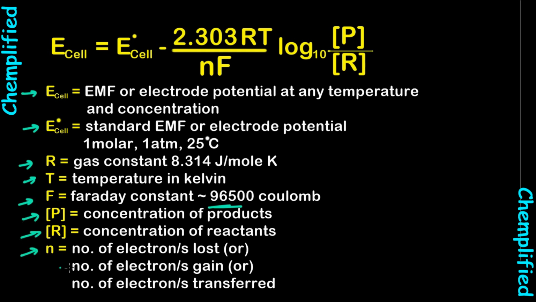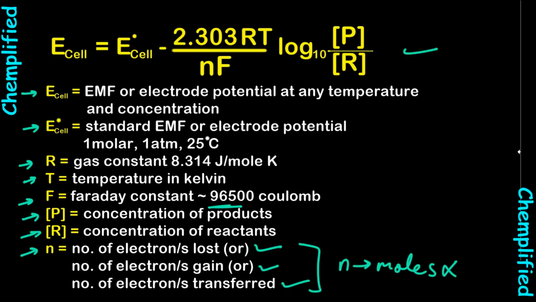N is important because it represents the number of electrons lost, or number of electrons gained, or number of electrons transferred. N does not mean moles here. In this case, N is not equal to number of moles, right? Remember this particular thing. Now, this is our original Nernst equation.